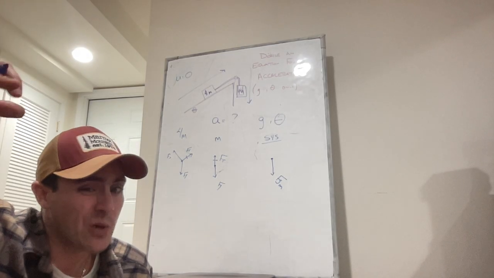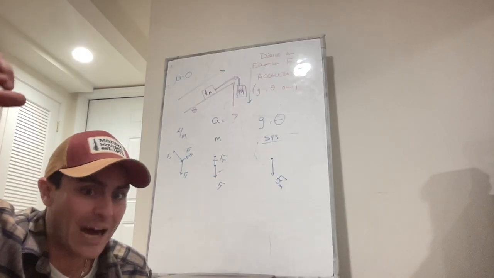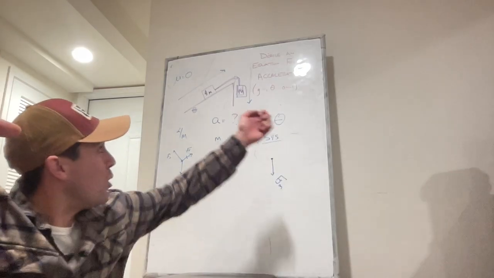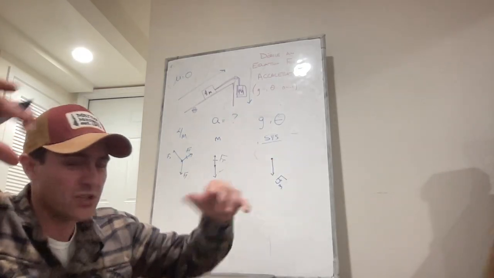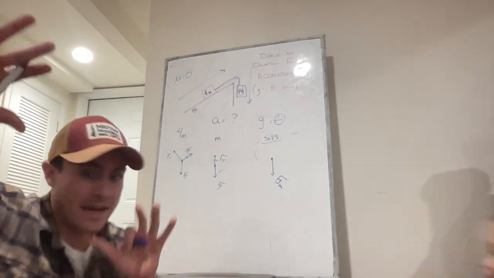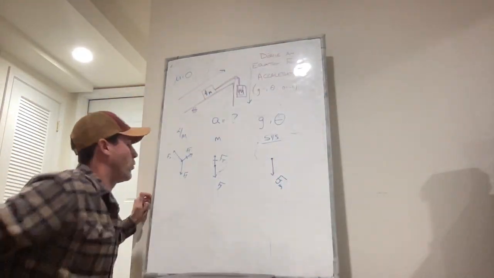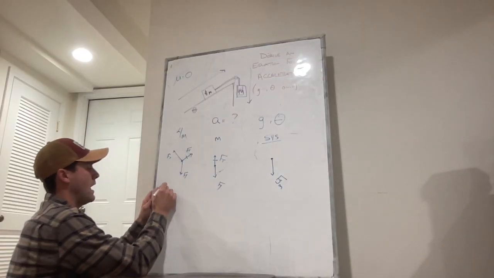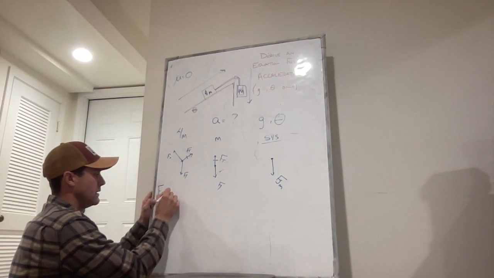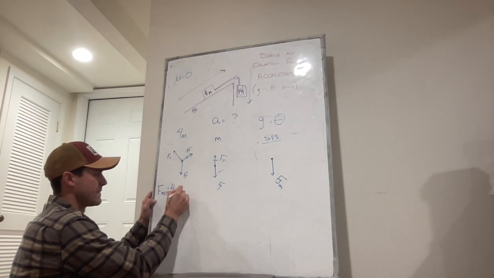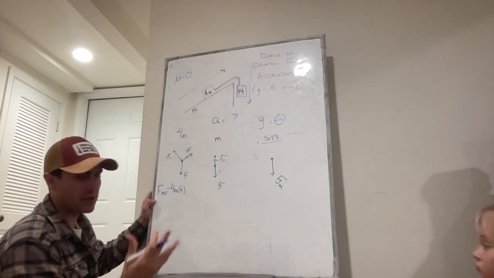Okay, so now let's go ahead and do what we always do. Let's write our F net equations. I'm only trying to find acceleration, so let's find something that I can show acceleration with. Now, let's write my F net for 4m. F net equals 4m times a, Newton's second law.